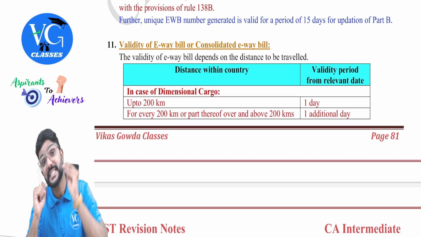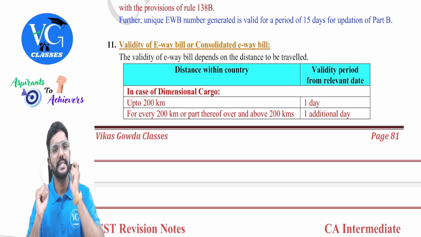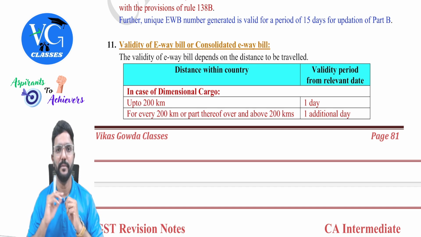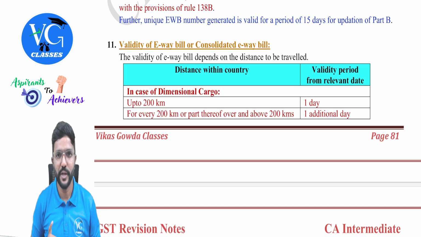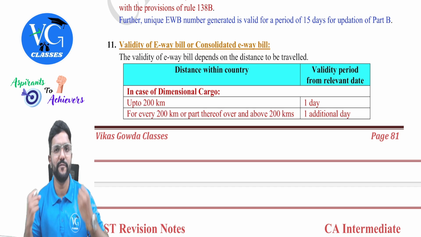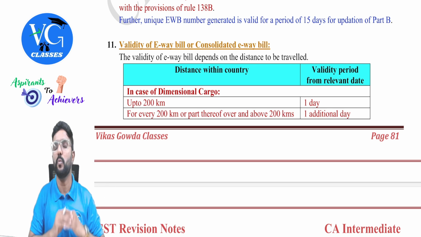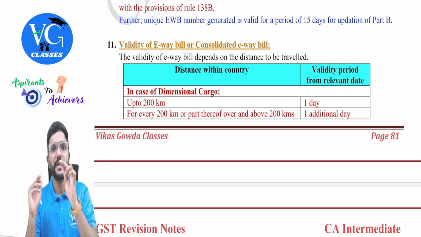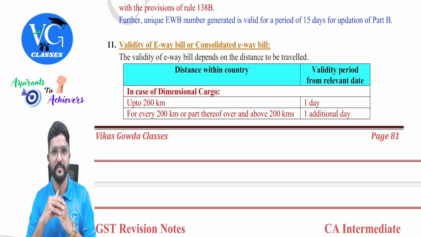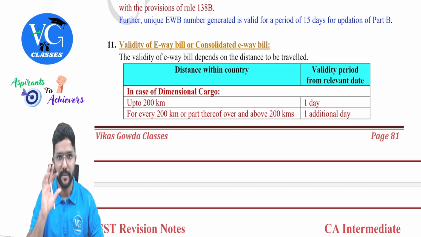When will the validity period start and when will it end? Guys, the starting time is always 12 a.m. and the ending time is also midnight. Clear? You would have generated at 6 p.m., 5 p.m., 4 p.m. or 10 a.m. in the morning, whatever time. The first day will always start from 12 a.m.